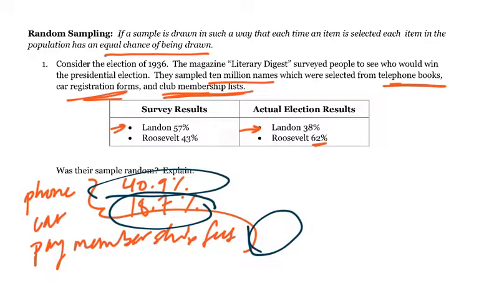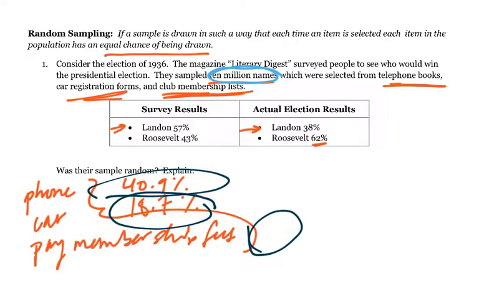So, was their sample random? No, they picked a kind of elite group of people, people who own phones, people who own cars, and people who had the means to pay for club memberships. And so that is not a random sample. One remark I want to make is that they did sample a large number of people. They sampled 10 million names, but the population of the United States in 1936 was 128 million people. So that's significantly less than a tenth of the population. But that's a large number of people.